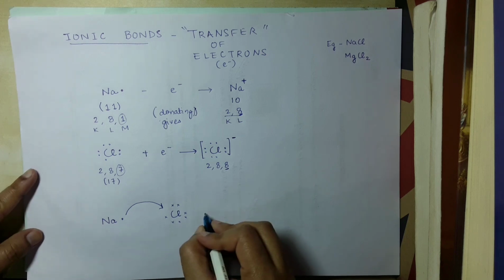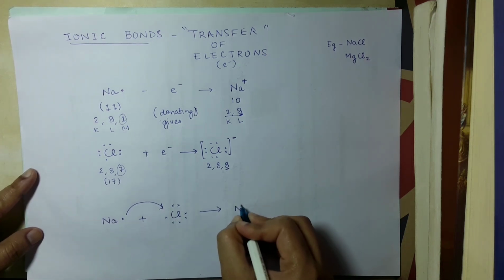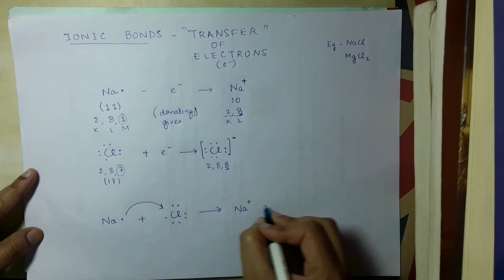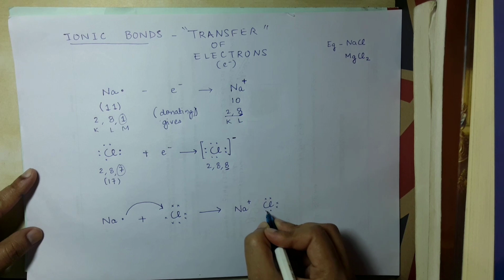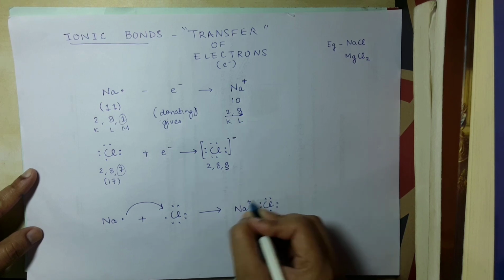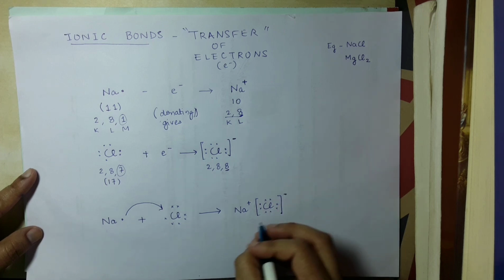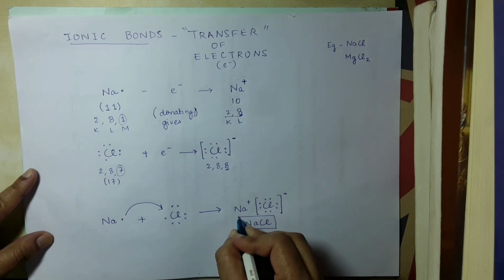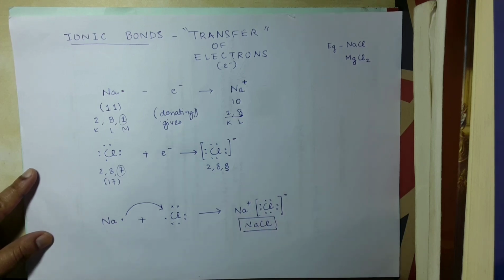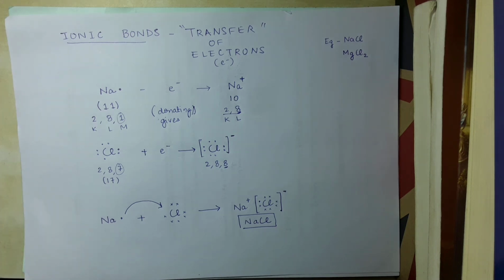So it will become Na plus and Cl, with 1 extra electron from Na, minus, which is NaCl, right? So NaCl is an example of ionic bond. I hope it makes it a little clear.